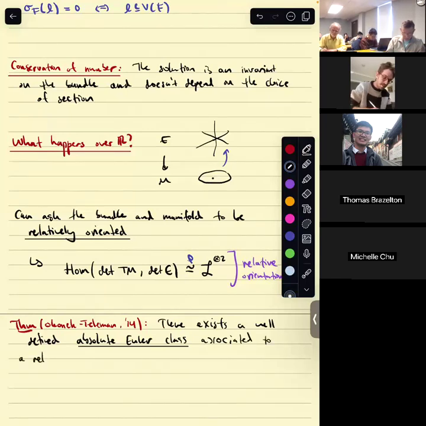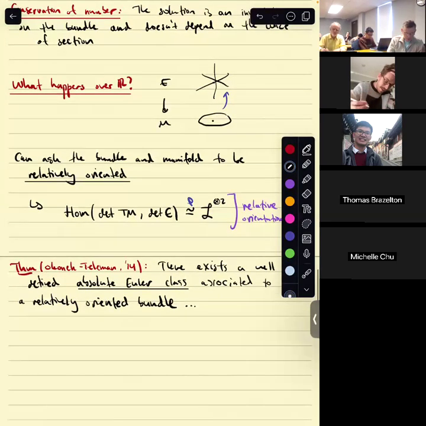Associated to a relatively oriented bundle. And I need some assumptions here, right? I want the rank of the bundle to be the same as the dimension downstairs. I want to be working over something that's smooth and compact in the base. And what we might write this is like n, maybe let me write E of my bundle, comma, rho.